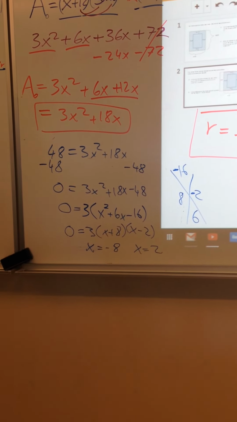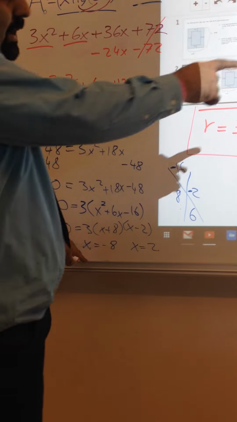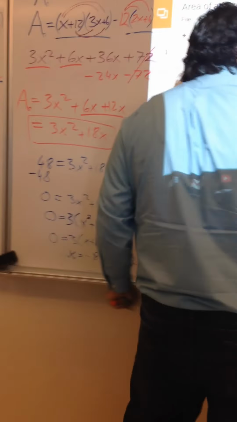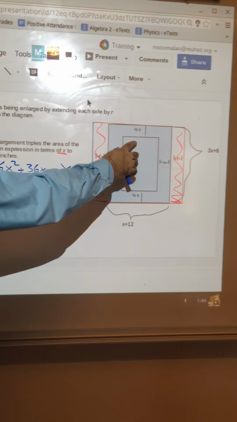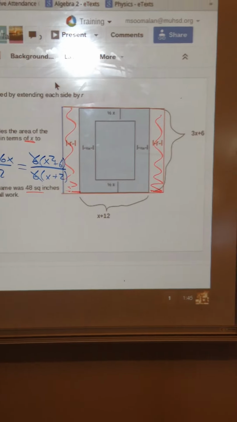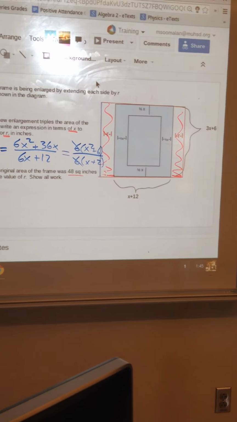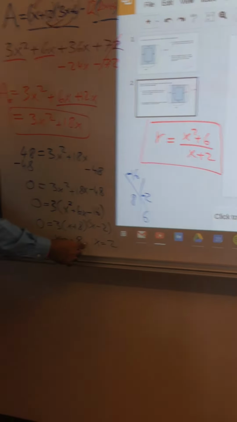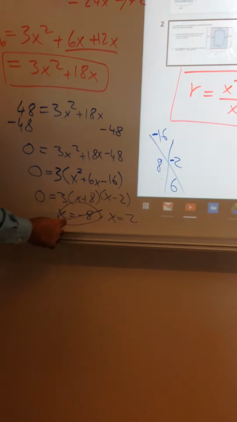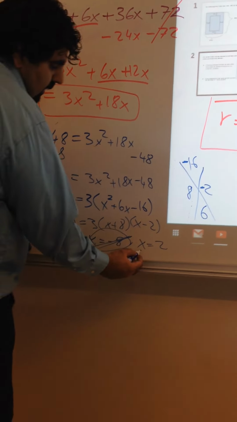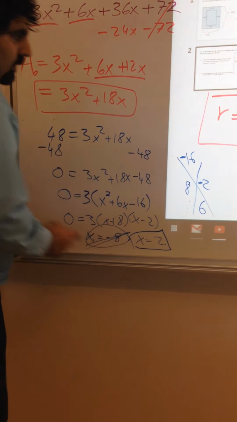x can by no means equal negative 8, because if you go back to the picture, remember that we had a dimension that was 1/2 x, and if we allowed x to equal negative 8, that would imply that that equaled negative 4, and you cannot have a dimension be negative. So the negative 8, we're going to throw that out. So therefore, x has to equal 2.